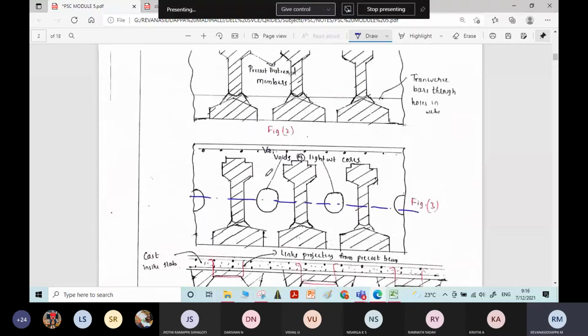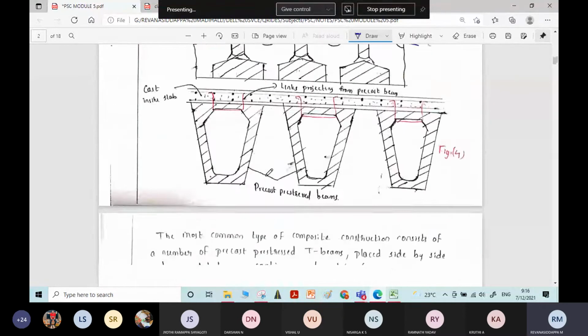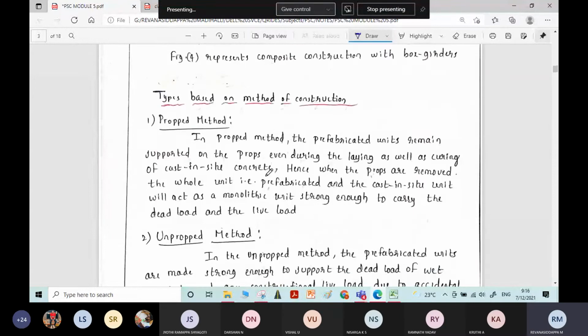Okay, this is one. This is the classification of bridges depending upon the type of construction. And there is one more way of classification, depending upon the method of construction. In that, the first one is the propped method, the second one is the unpropped method.